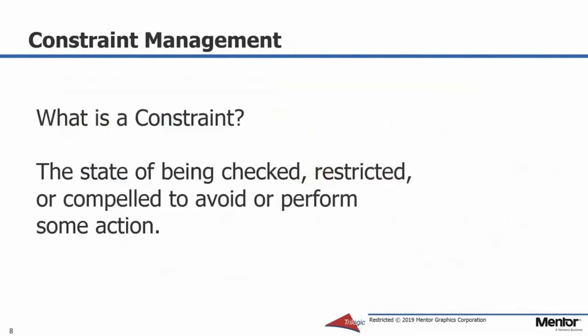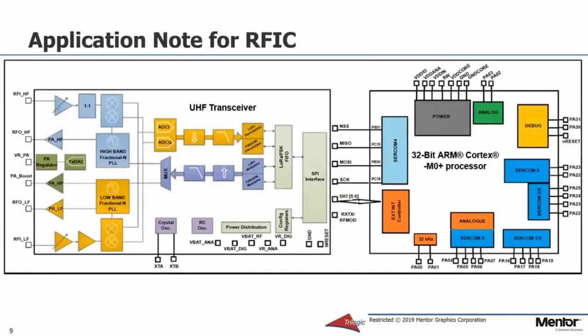In PCB layout, constraints involve just this: the state of being checked, restricted, or compelled to avoid or perform some action. So in other words, making a successful layout for a given design more likely by systematically limiting the design scope before we start. Design constraints set up in layout must start with the manufacturer's recommended design constraints. These are normally provided in an application note for the primary RF IC in consideration.